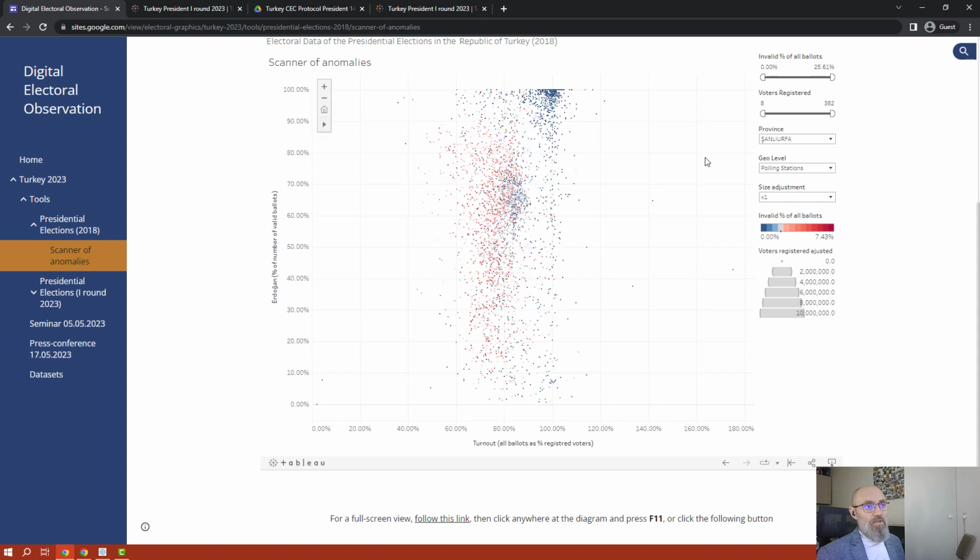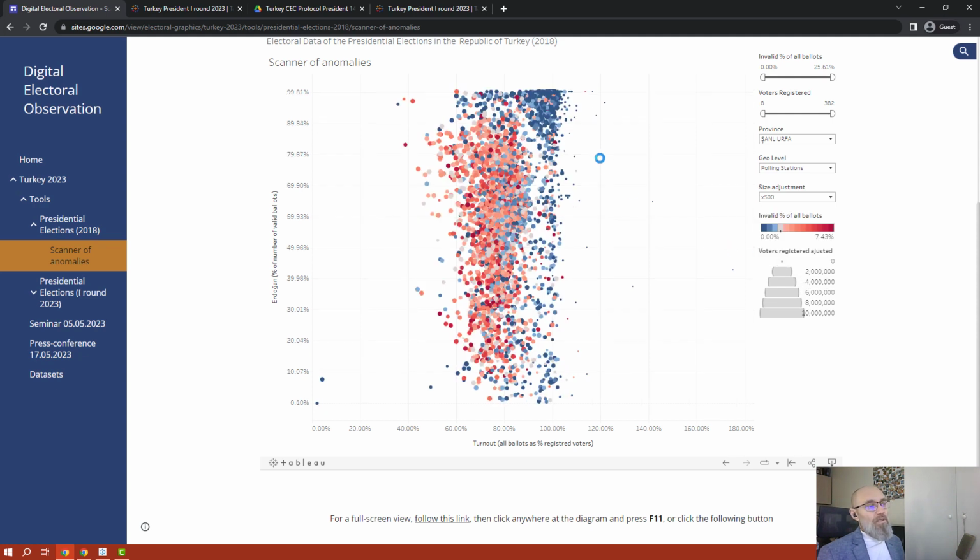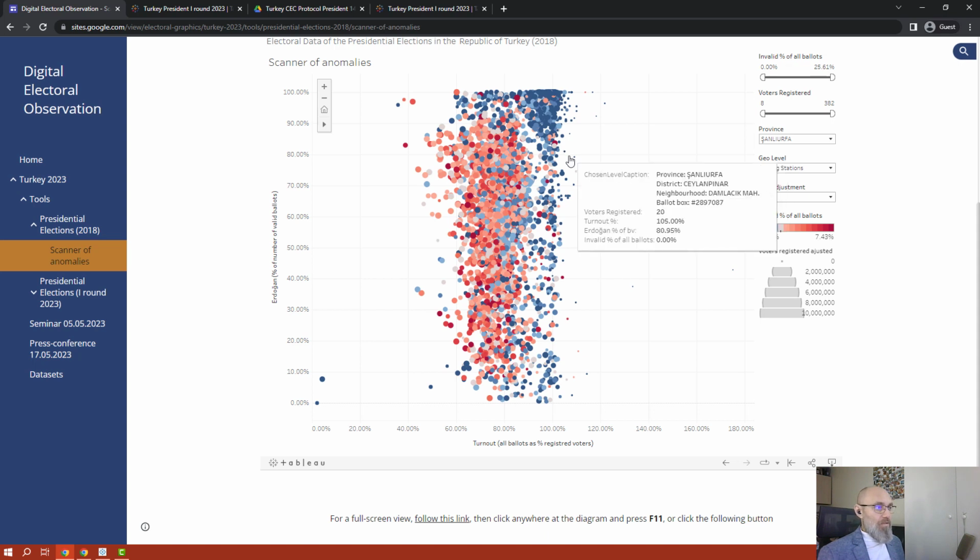You will see how they behaved even 5, 6 years ago, 5 years ago. You see those strange and unnaturally smart polling stations.